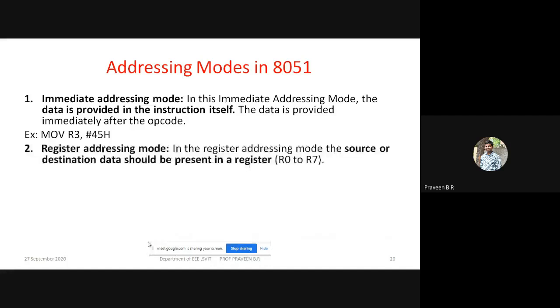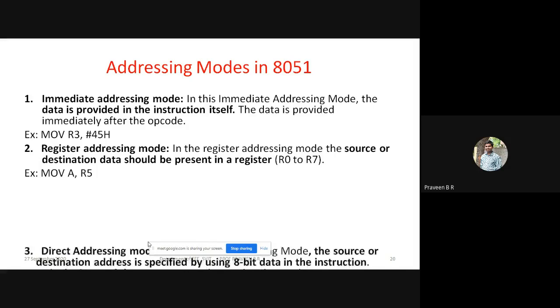Coming to register addressing mode, in this addressing mode, the source or the destination data should be present in a register. So here you represent the instruction only with the help of the registers. When I say MOV A, R5, nowhere am I mentioning what data is present in register R5. This instruction directly moves the data present in register R5 to the accumulator.